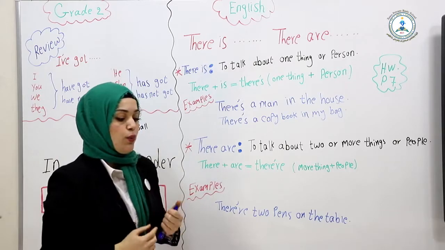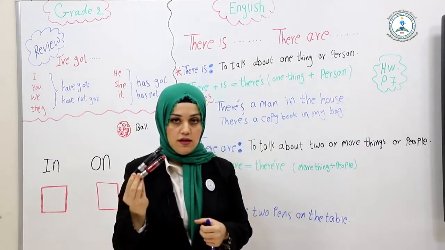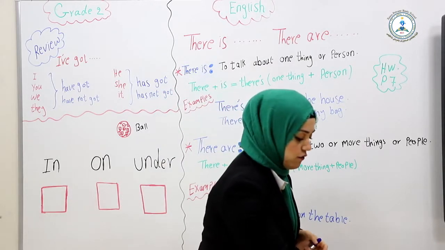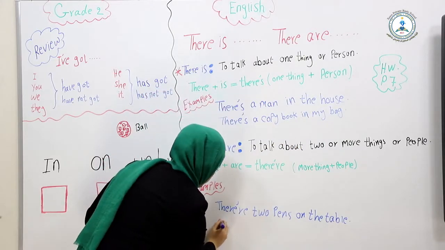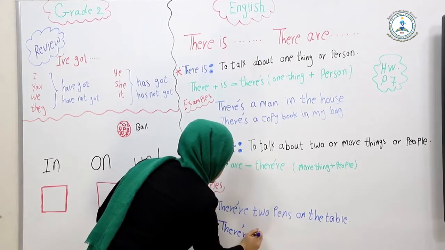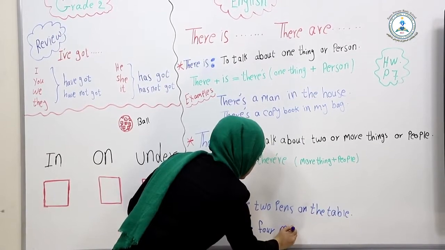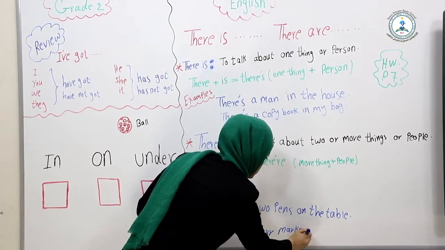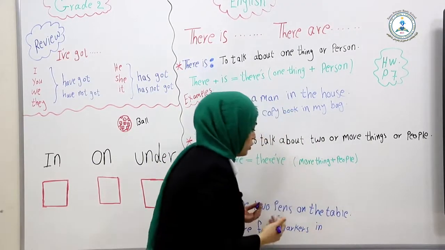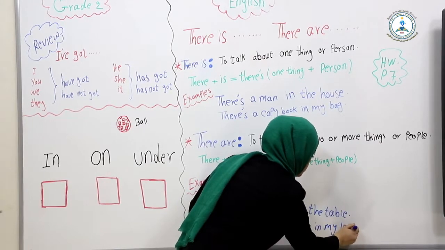Or we say there are four markers. There are four markers in my bag, in my hand, in my locker, for example.